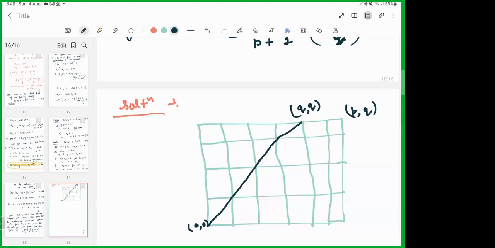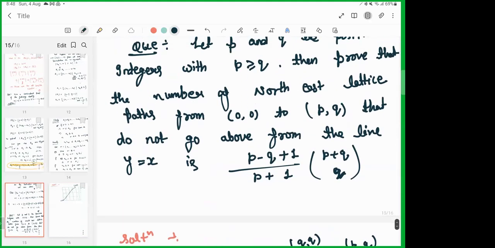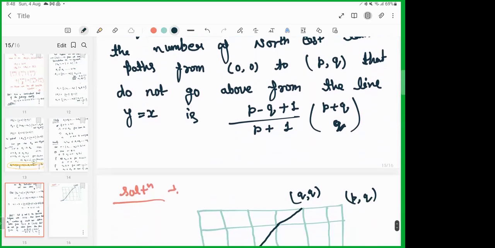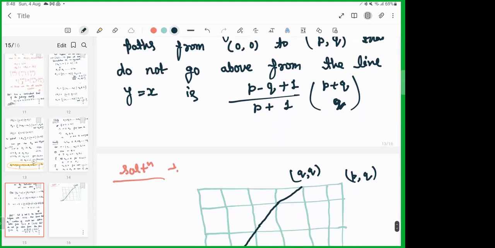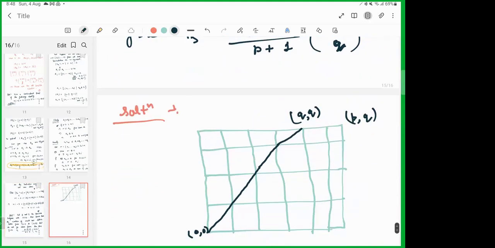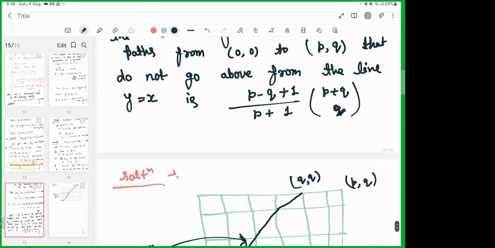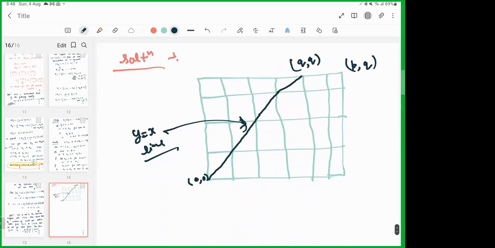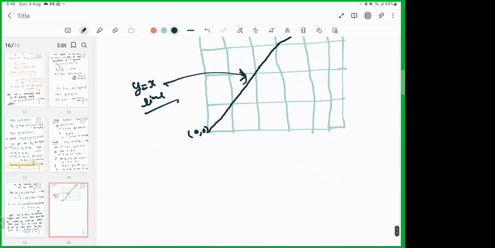Right. Now, what is the question asking? The question is asking for the number of northeast lattice paths from 0, 0 to p, q that do not go above the line y equals x. This is the y equals x line. Right? So, any idea how to do it?